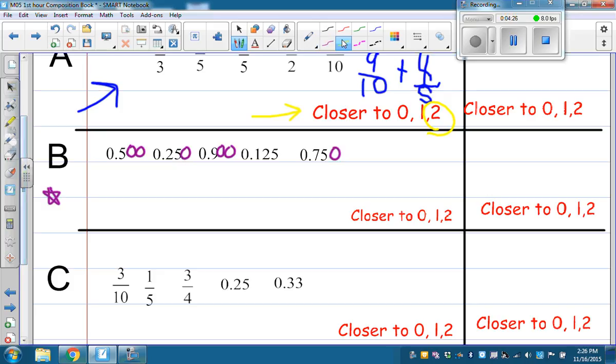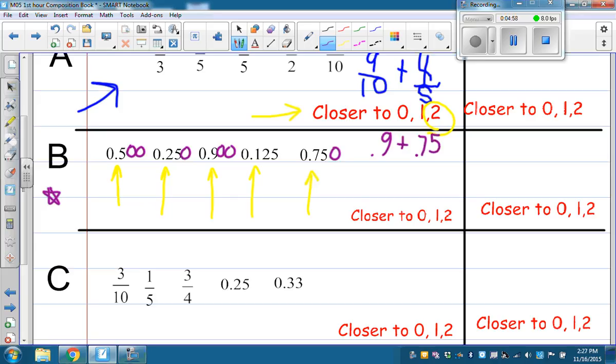The other option is to compare the first digit. Everything in the tens place can help you order. So 9/10 is the biggest first digit, and 7/10 is the next biggest first digit. So the largest sum is going to come from adding 9/10 to 75 hundredths.